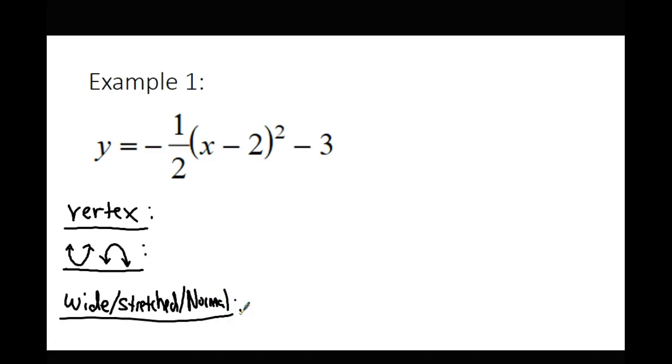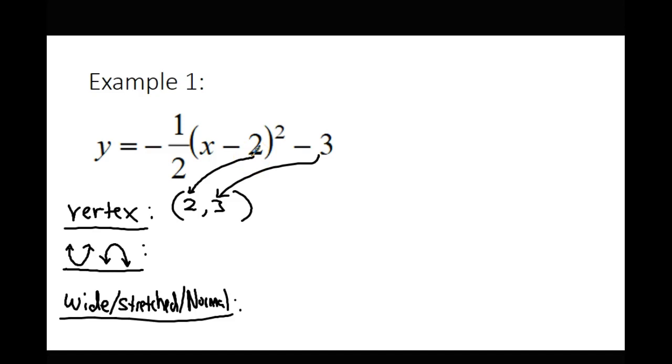So what's the vertex? It's 2, -3, right? We take this number, put it there. We take this number, we put it there. Don't forget, for this one here, you're going to change its sign. So it goes from -2 to +2. Cool, thank you.